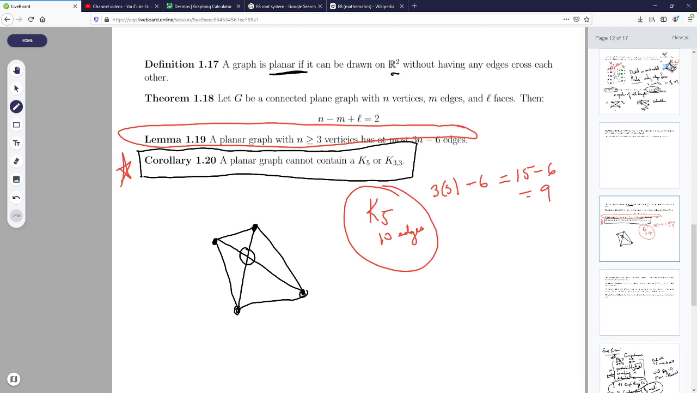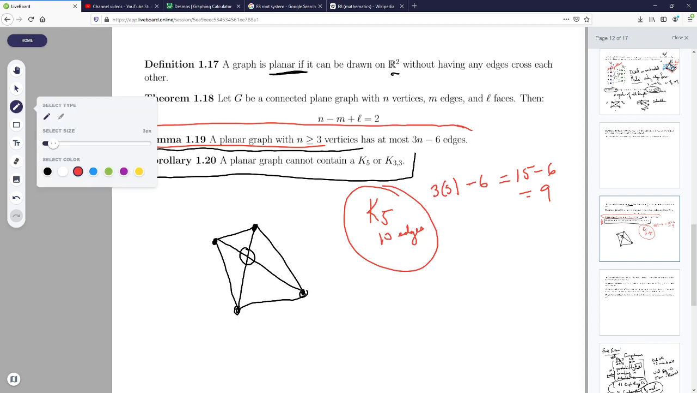That is, if you believe this lemma, which there's no reason for you to believe yet. But basically the idea here is that if you believe this lemma that says a planar graph has at most 3n minus 6 edges, then you just calculate the number of edges that K5 has, which is 10. We know that from earlier. You calculate 3 times 5 minus 6, where n is the number of nodes, and we're good.